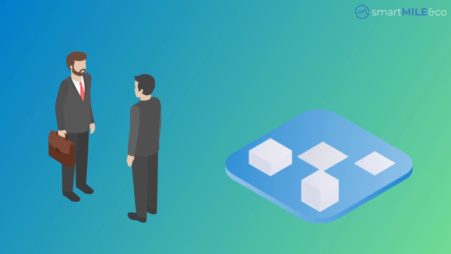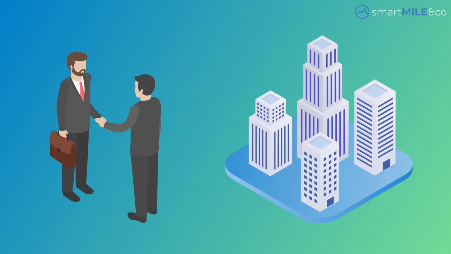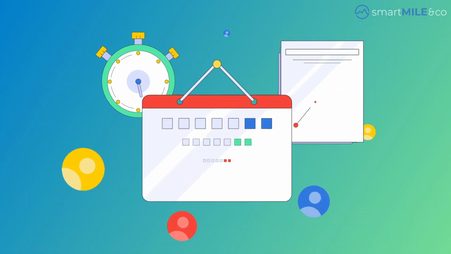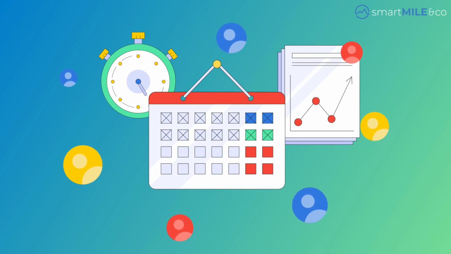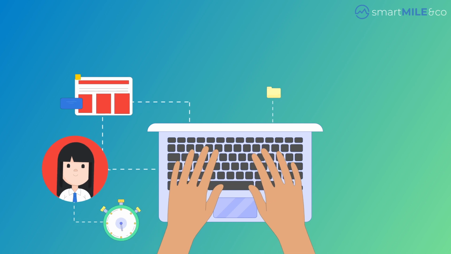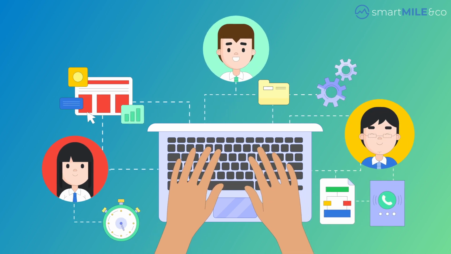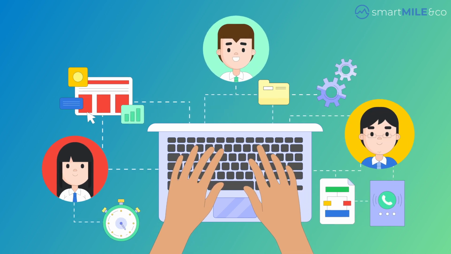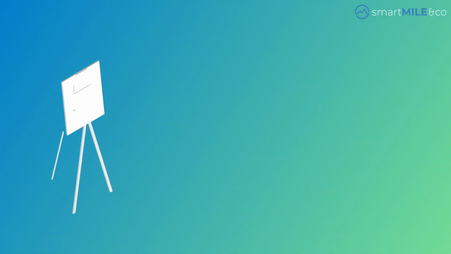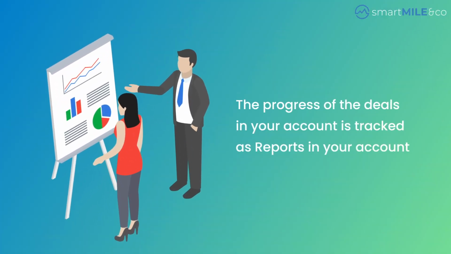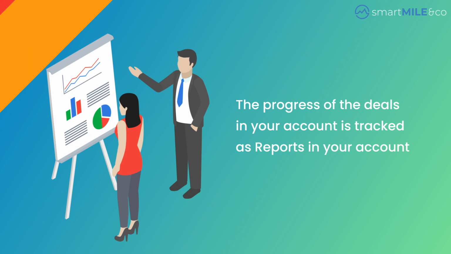Deals can be associated with a person, an organization, or both. Deals track all events and movements that take place throughout your sales process. Since a deal is connected to a contact, any actions you perform on the deal will also be associated with the person or organization related to it. The progress of the deals in your account is tracked as reports in your account.